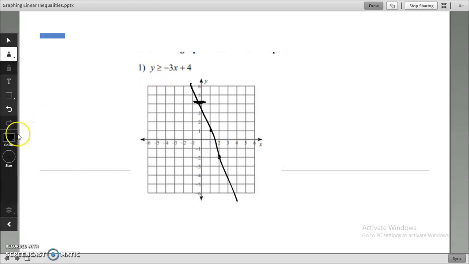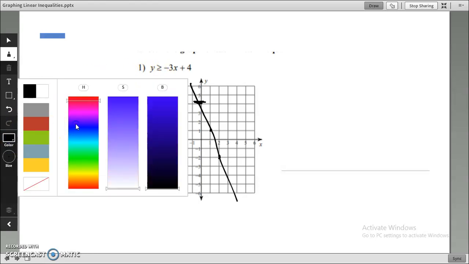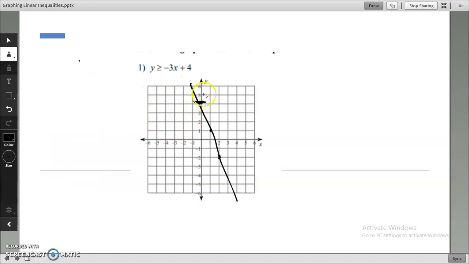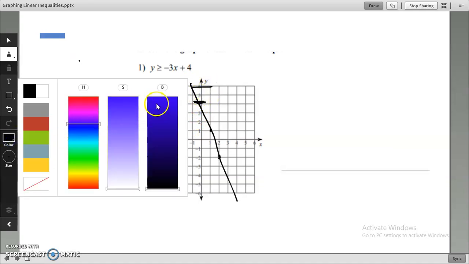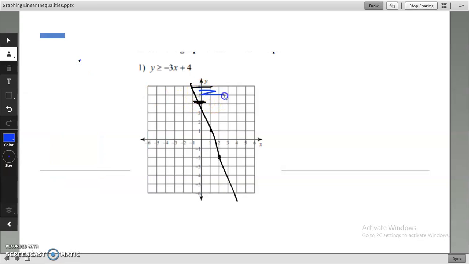So that means that if it's greater than, I'm going to choose a different color here. That is everything above the line. Oops, change the color. So everything above the line will be shaded.